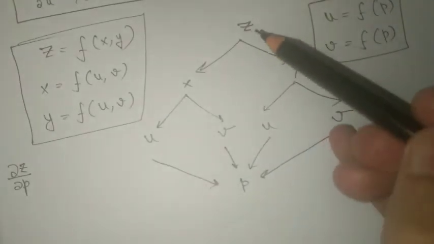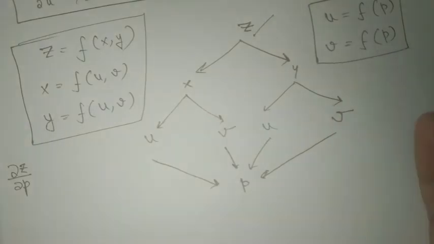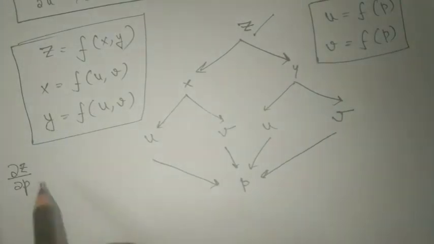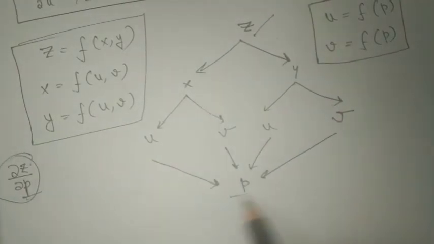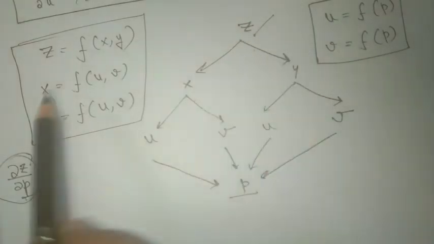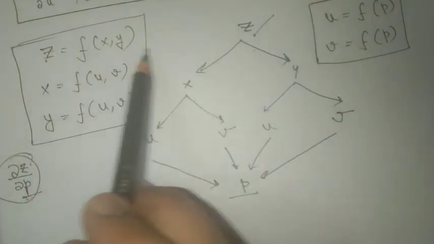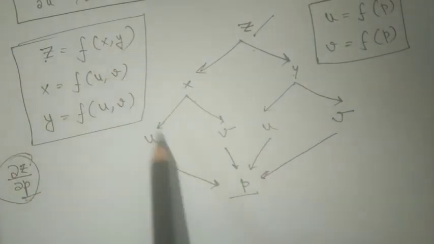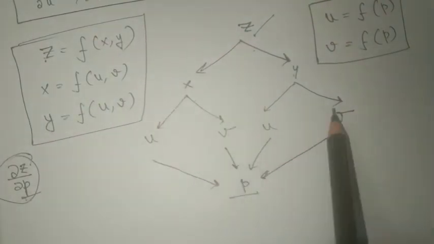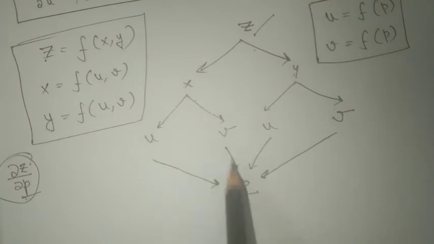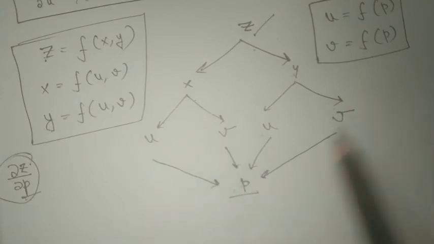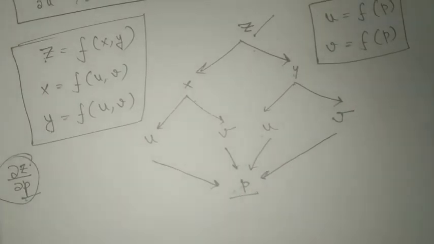Just what you want at the top, write at the top. What you want at the bottom, write at the bottom. Just break into the functions as given. z is a function of x and y, you have written that. x is a function of u and v, y is a function of u and v, u is a function of p, v is a function of p. This is the case. Just practice 2 or 3 problems.